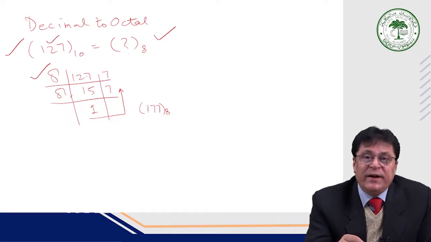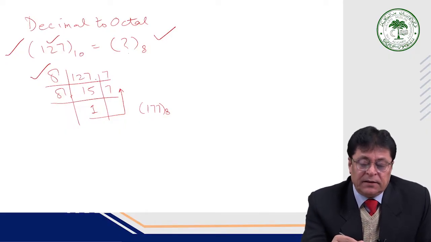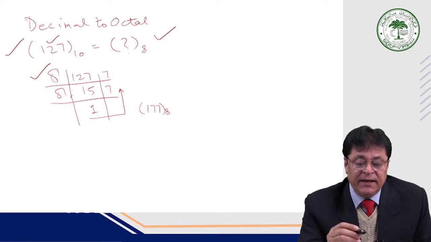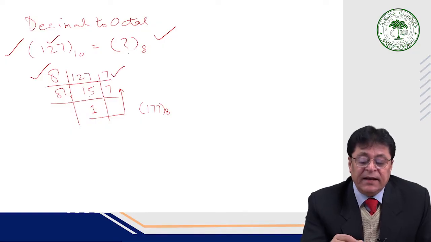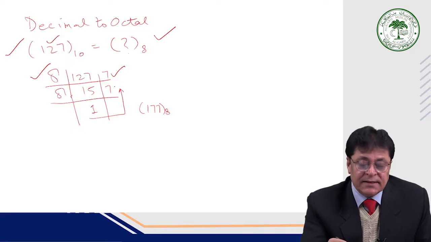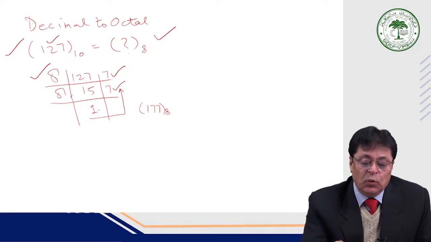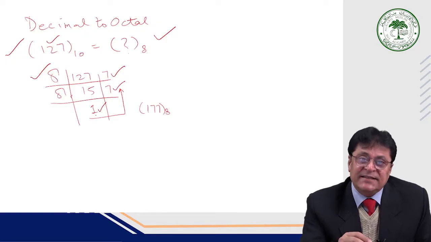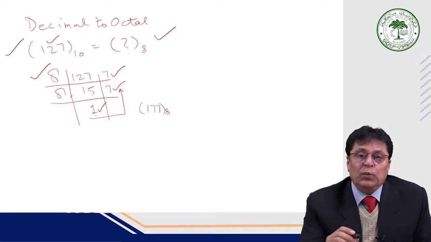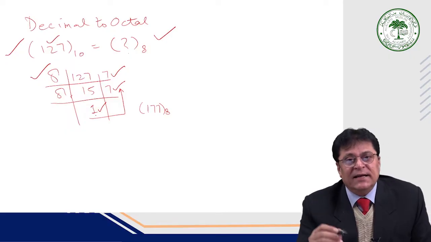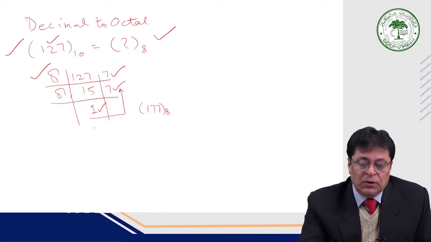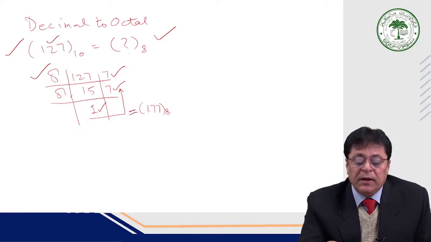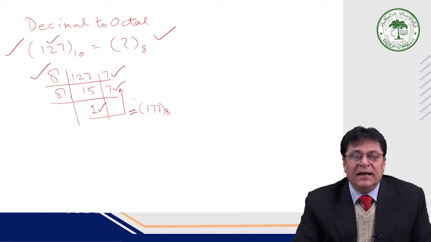So, we will divide 127 by 8. We will get remainder as 7, quotient as 15. Then we will divide 15 by 8, we will get remainder as 7 and we get 1 as quotient. Since this 1 is less than 8, we will stop here, and as we discussed, we will read from bottom to top. So, our result would be 177 octal.